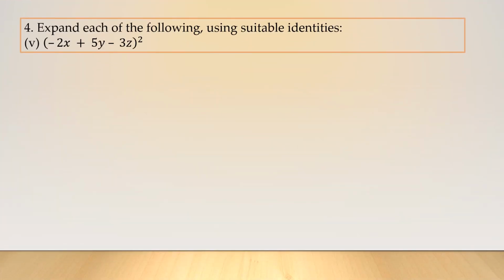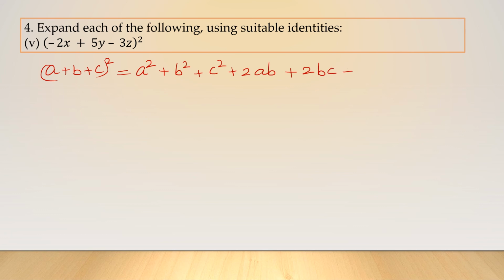Let's do one more question. Now the fifth part, again there are three terms, so we will apply the identity a plus b plus c whole square. So write the identity. It's a very good practice to write identity in every part. So this way you will never forget the identity, and you will know how to use the identity properly, right? Now let's write the question below this. So this is minus 2x plus 5y minus 3z.